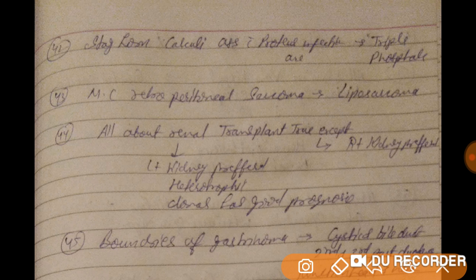Staghorn calculi with a urease-producing infection is triple phosphate. Most common retroperitoneal sarcoma is leiomyosarcoma. All are true about renal transplant except right kidney is preferred. No, left kidney is preferred for renal transplant. Heterotopic donor has good prognosis.